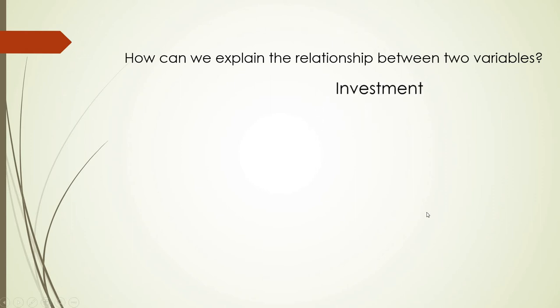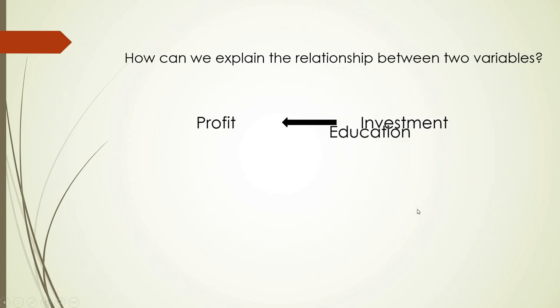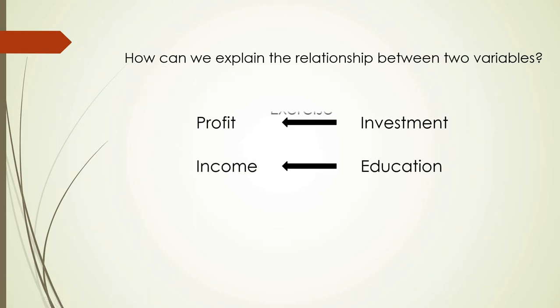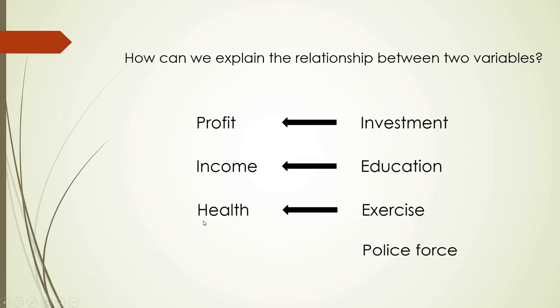For example, how investment is influencing our profit, or how education is increasing our income, or how, as we exercise, our health is getting better, or how much the quantity of police force on the streets is reducing the crime. So behind every one of these relationships, we can build up a mathematical model and explain that relationship quantitatively.